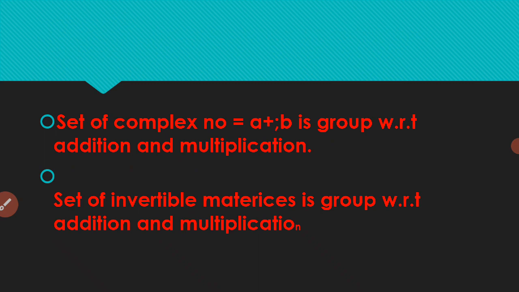And the last set was the set of matrices. We proved that the set of matrices is also a group with respect to addition, but with respect to multiplication, only invertible matrices make a group, because non-invertible or singular matrices do not have inverses. That's why they do not make a group with respect to multiplication.